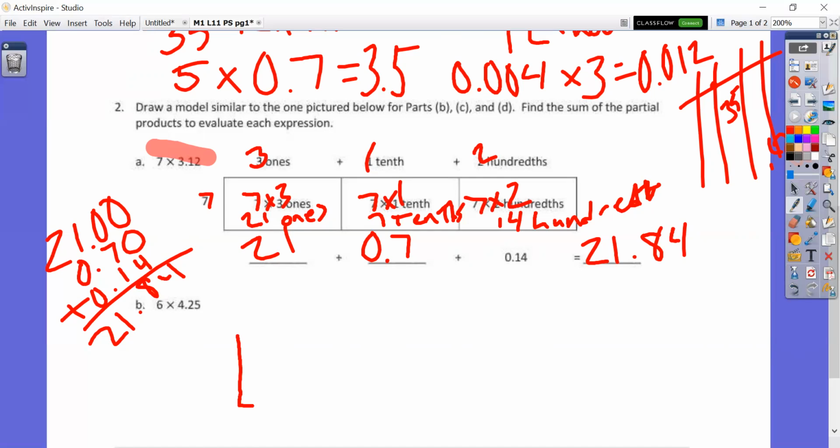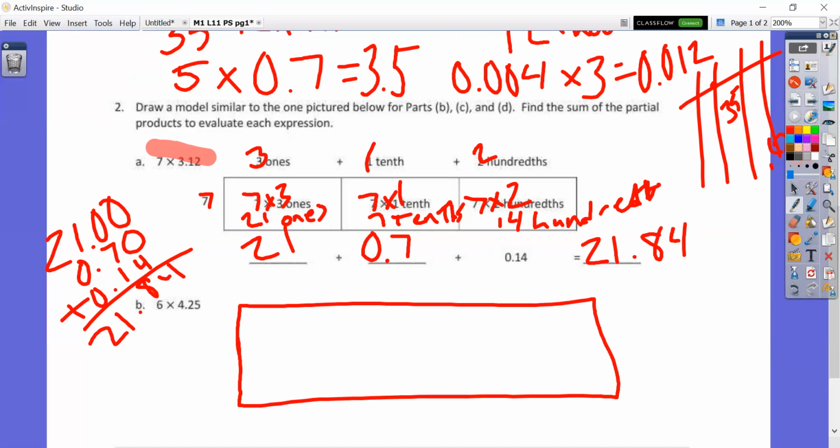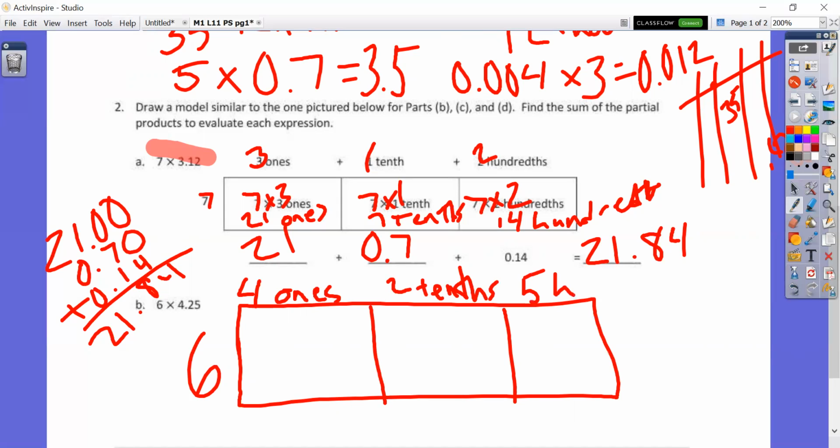So let's go ahead for B, quickly draw an area model. And we're doing 6 times this number, 6 groups of it, and it's 4 and 25 hundredths. I see 3 places represented with digits, so I'm going to give myself 3 places in the area model, and I'm going to use unit form on the top. So I'm just going to break them out. So it's 4 ones and 2 tenths, 5 hundredths.